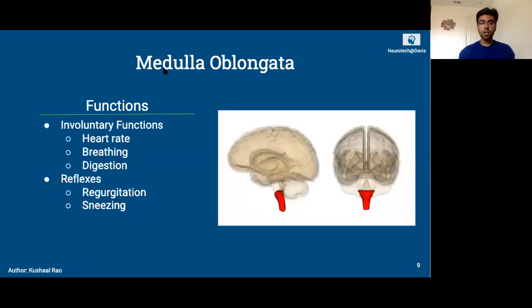Starting with the base right here is the medulla oblongata. As you can see, it's the part that's right above the spinal cord. If you were to imagine the continuation, the spinal cord would be down here. And the medulla oblongata is practically the first part of the brain that connects right there.